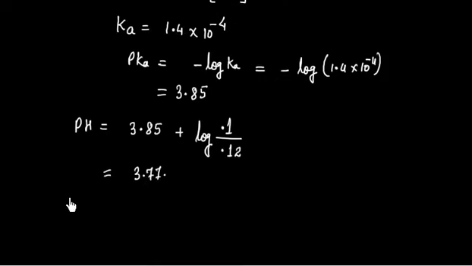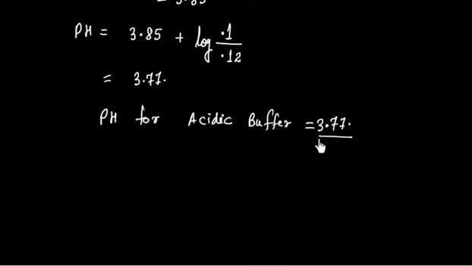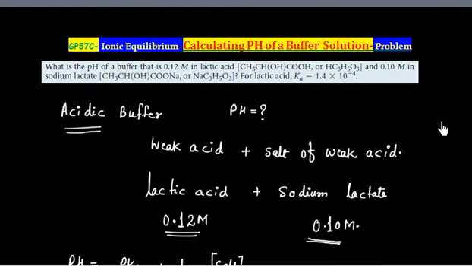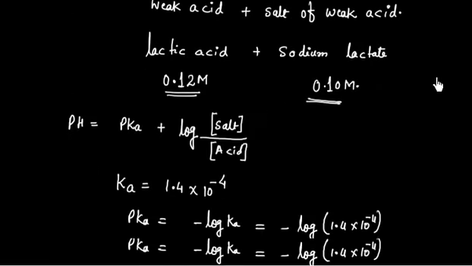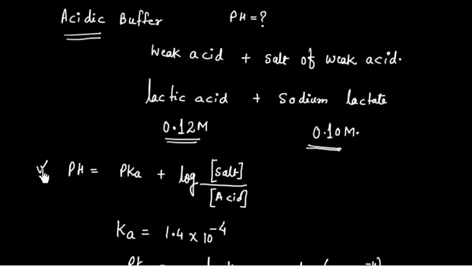So pH for given buffer, that is acidic buffer, is 3.77. And this is obvious because pH is coming less than 7, so corresponding buffer is an acidic buffer. So whenever we have a buffer solution, we'll use this formula to calculate pH, that is Henderson-Hasselbalch equation. pH is equal to pKa plus log salt by acid.